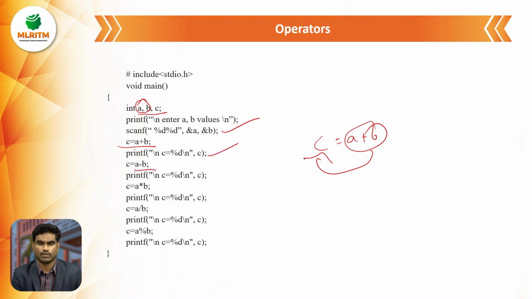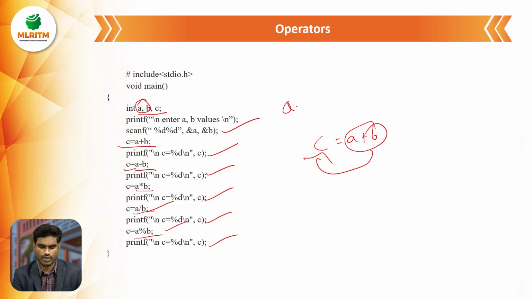Next, we perform the subtraction operation, A minus B. After performing the operation, that value is stored in C. After performing, the C value is displayed. Next, perform the multiplication operation. That value is stored in C, and after performing, that value is displayed using the printf function. Next, division, A by B. That value is stored in C, then we print the C value. Next, A modulus B. That value is stored in C, then we print the C value.